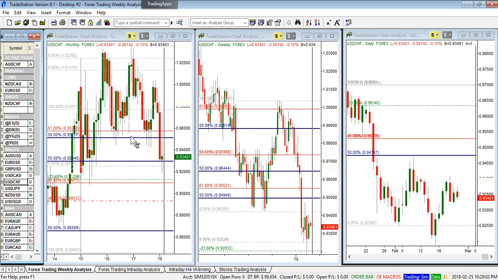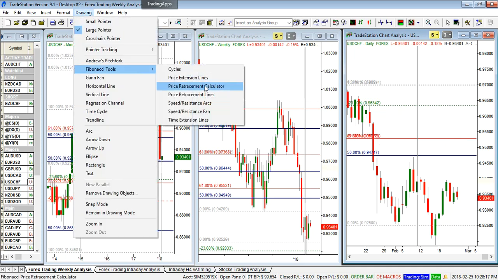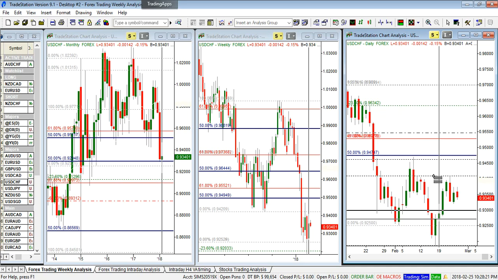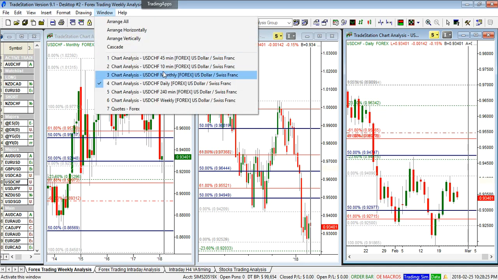US dollar Swiss franc also seeing regaining weakness here. 94.74 traded now more than 2 weeks ago, and the market wasn't even capable of moving higher into that level, and extensions have failed. The 50% here still not in play. We'll see what happens. That's where the market could go.